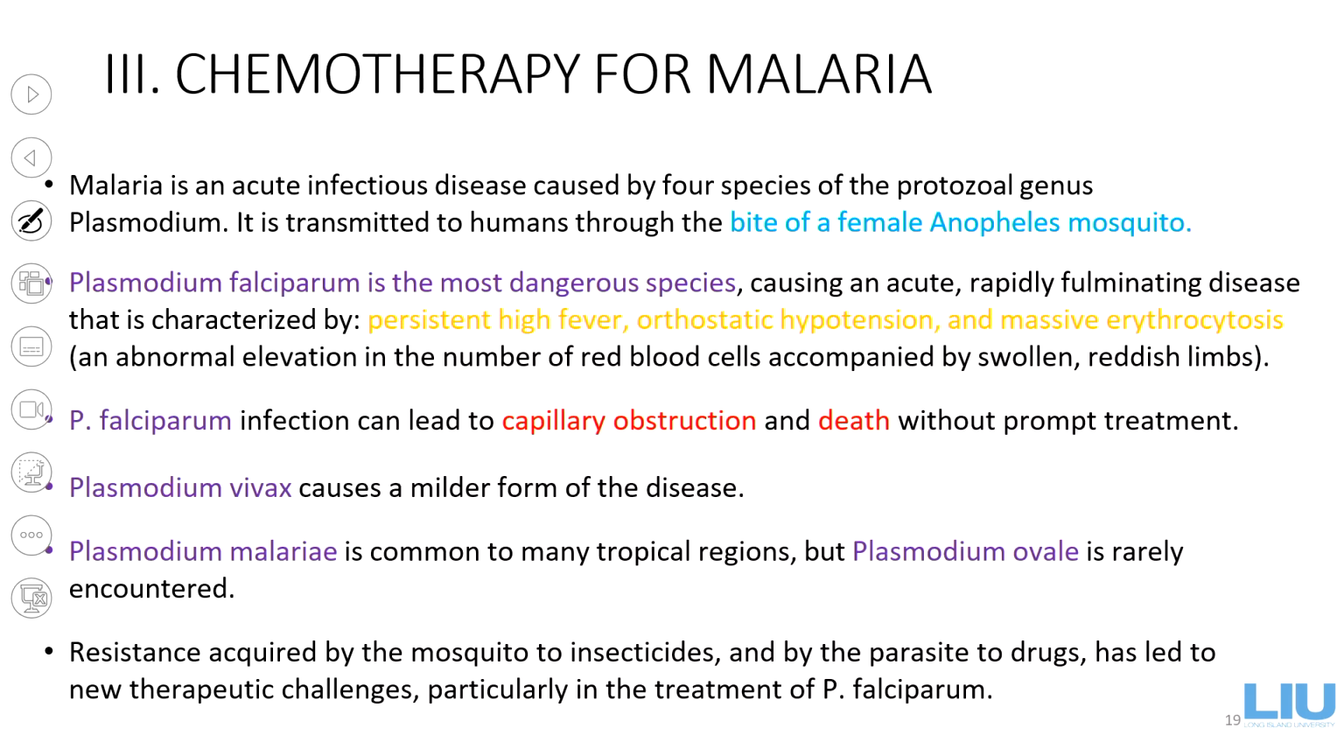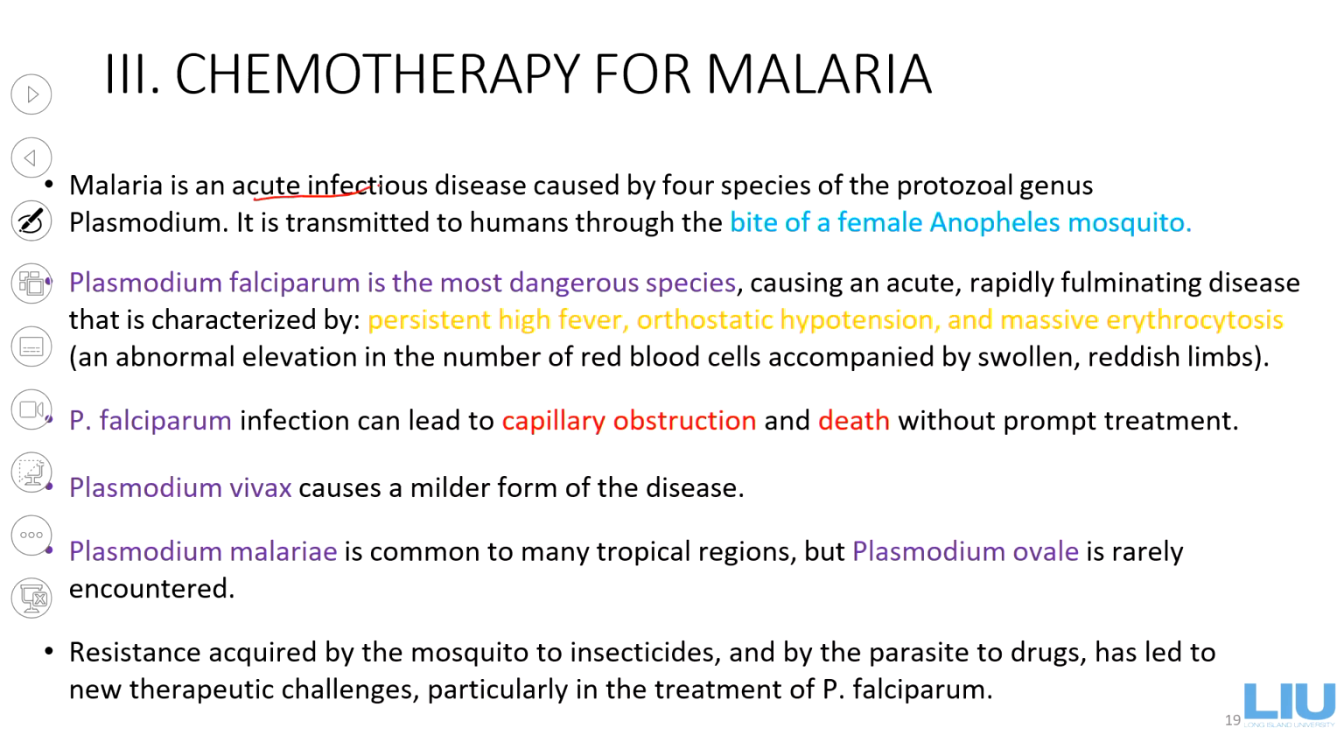All right, so to continue with the antiprotozoals, the next example is chemotherapy for malaria. We'll start with an introduction just like we did with the amoeba. We'll talk about some terms and then the life cycle of malaria, and then we'll talk about the drugs.